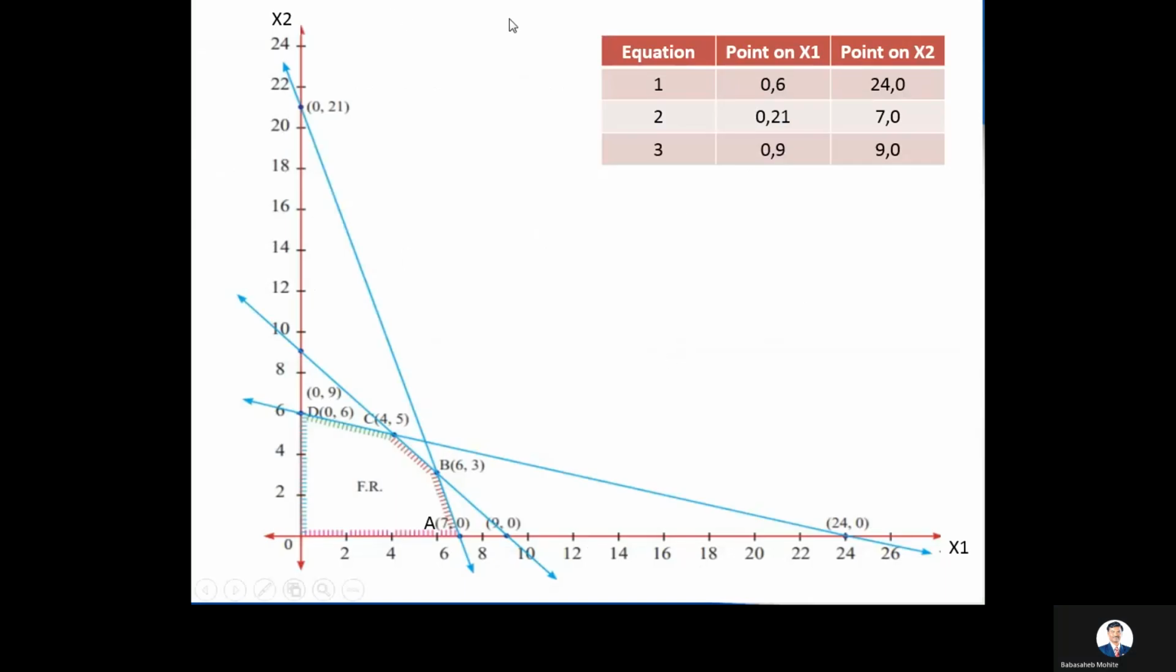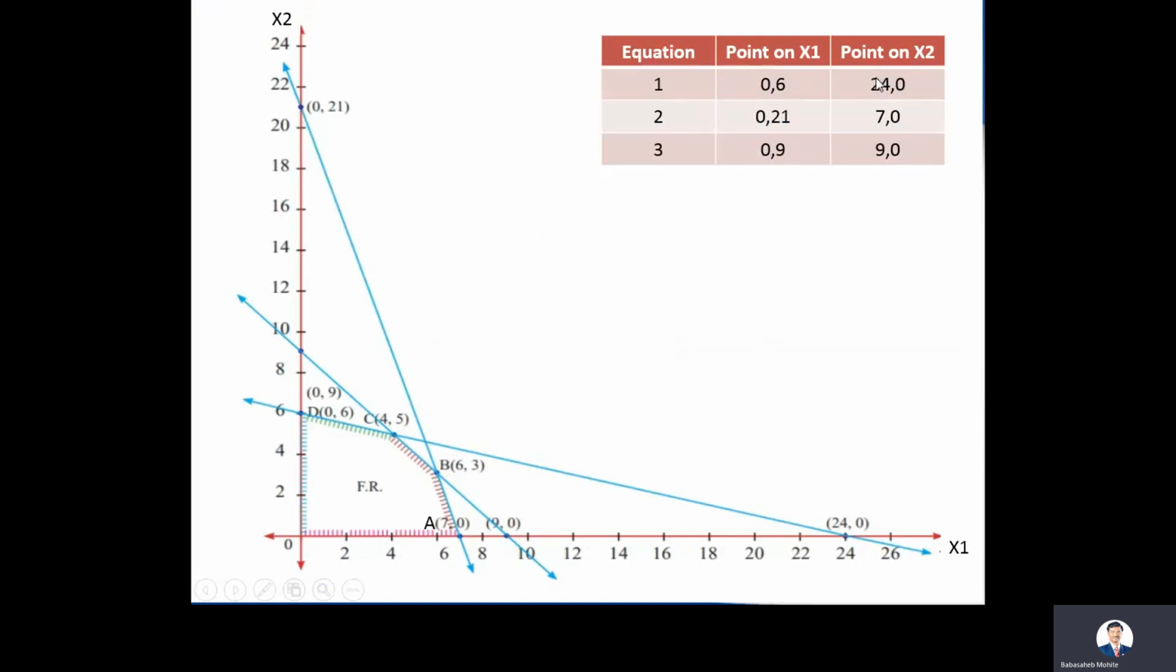Okay, now see, for the first equation, we have identified the points (0, 6) and (24, 0). For the second equation, we have identified the points (0, 21) and (7, 0). And for the third equation, we have identified the points (0, 9) and (9, 0). For that, you just have to draw a graph. As usual, I have drawn the graph. The horizontal axis I have named x1, and the vertical axis I have named x2. From these values, I have to identify the values of x1 and the values of x2.